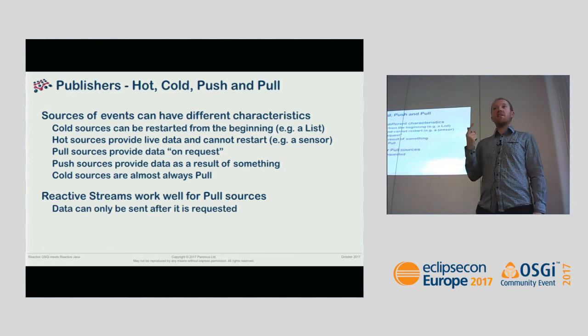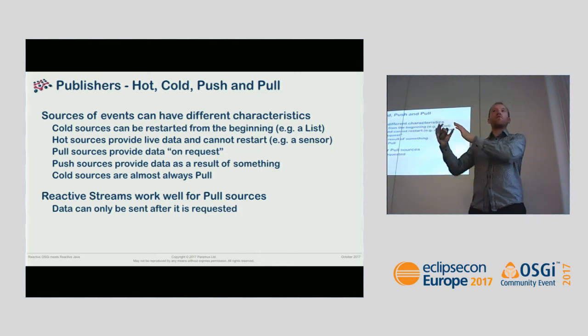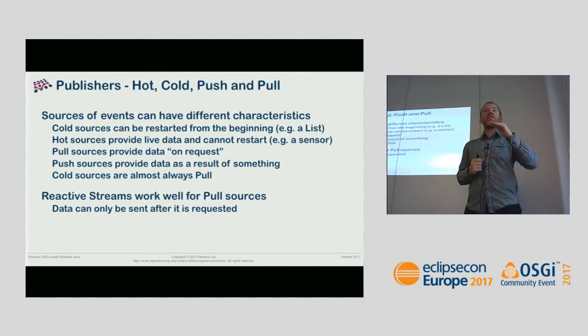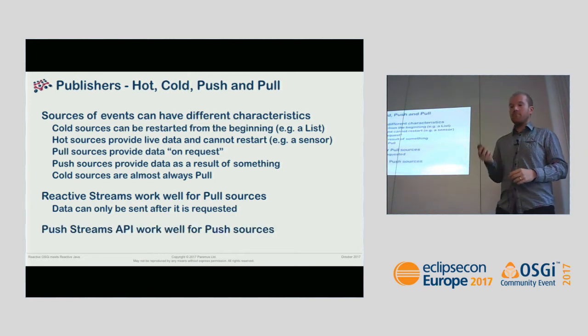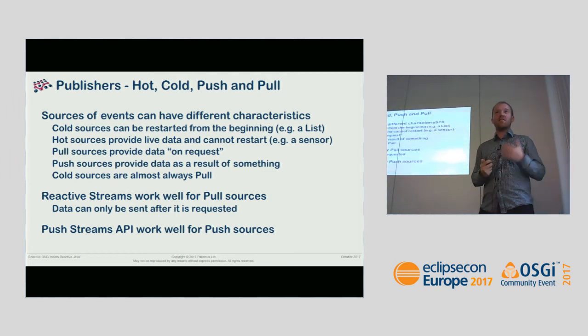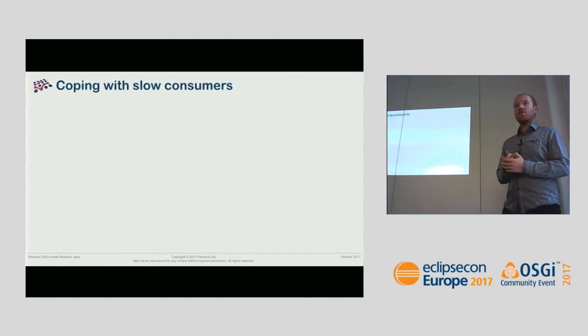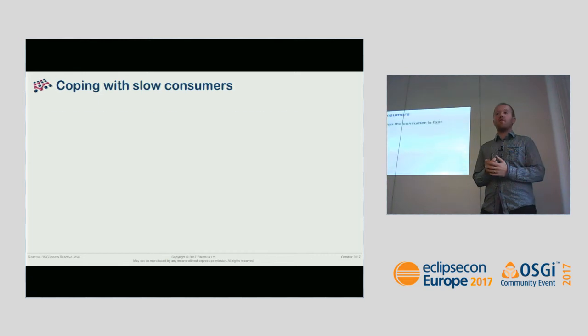And this is because data is only sent after a request. You have the subscription and you ask for the next number of things, and then it will give you that number of things. And it won't do anything else until you ask for more stuff. A push stream, however, works well, surprisingly, for push type sources because that was what it was designed to handle. And this shows up when we start trying to cope with a slow consumer.